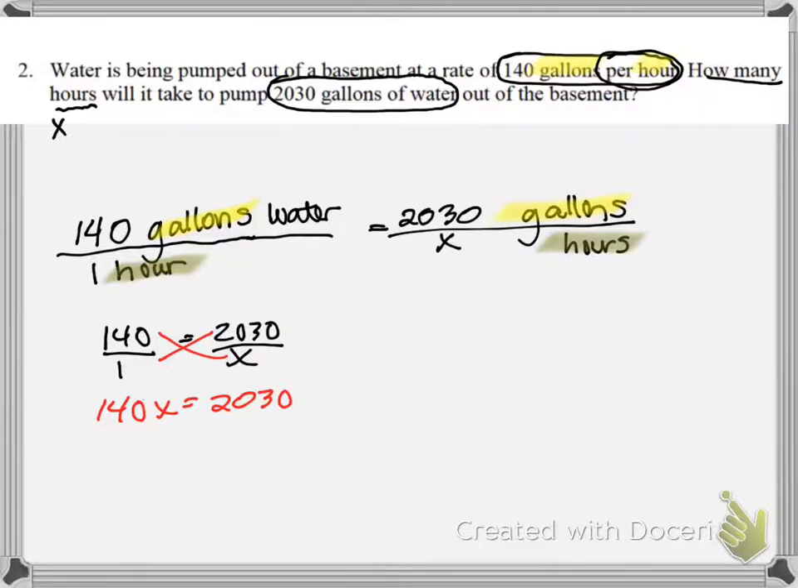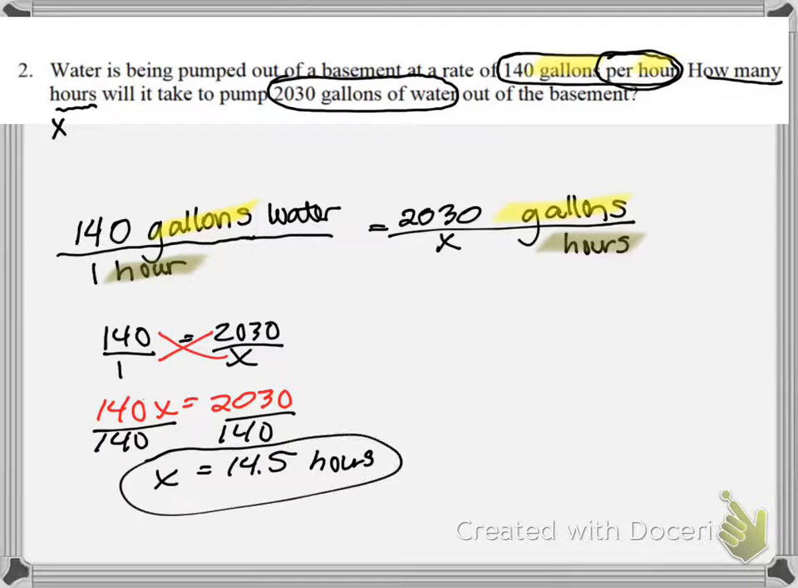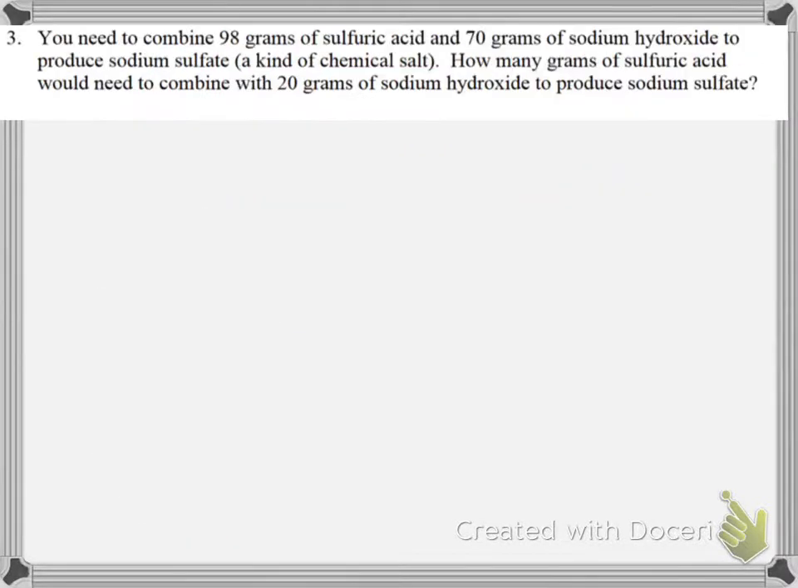And so we divide both sides by 140. And if I type that into the calculator correctly, that gives me 14.5 hours. Okay, let's do another problem.